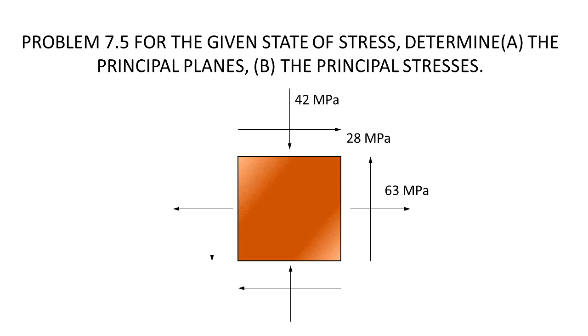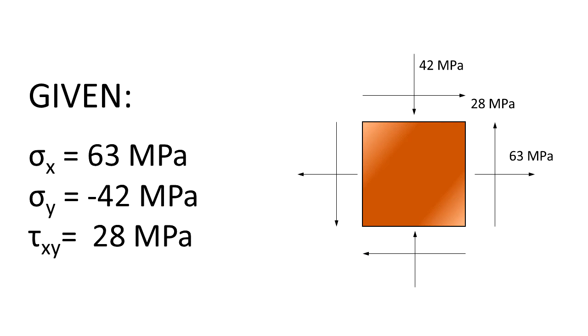By Beer and Johnston. So for problem 7.5, it is given as: for the given state of stress, determine A, the principal planes, and B, the principal stresses. So for our given, we have the normal stress of the x-axis equals 63 megapascals, normal stress of the y-axis equals negative 42 megapascals, and shear stress of the x and y-axis equals 28 megapascals.